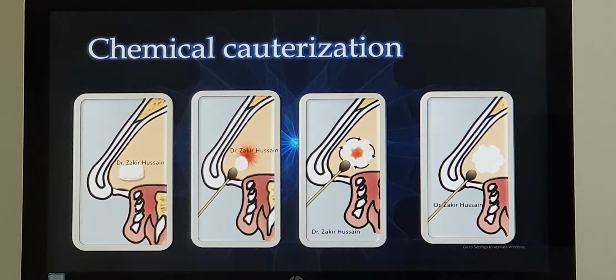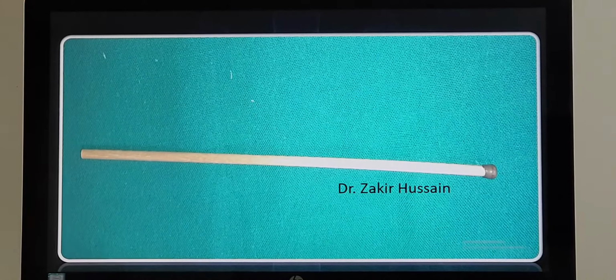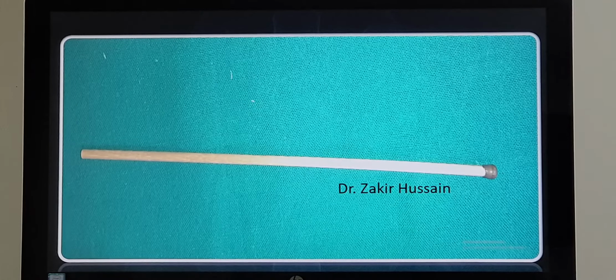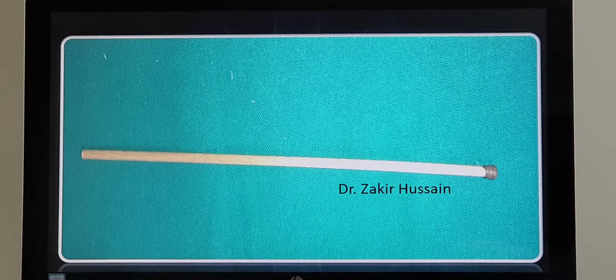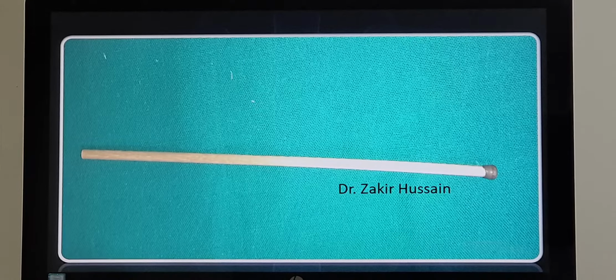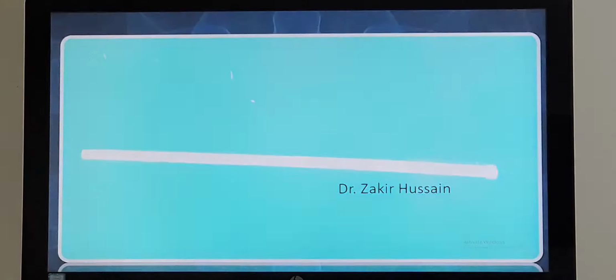The silver nitrate stick looks like this, and we have a silver nitrate concentrate here. When that silver nitrate stick is touched to the nasal mucosa, the silver nitrate combines with the mucosal water, and it results in the formation of nitric acid and silver hydroxide. Nitric acid has a cauterizing effect, and silver hydroxide, if it touches any normal skin over that area, produces some discoloration. That's how silver nitrate acts.